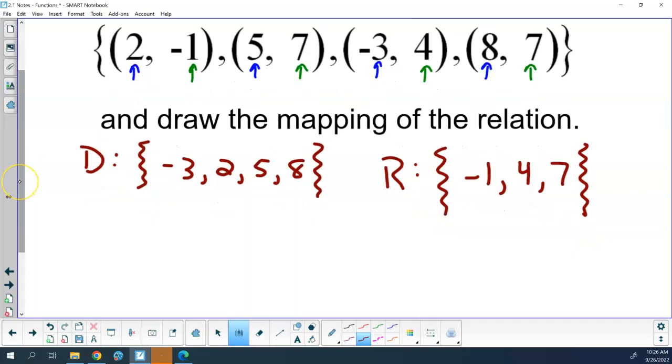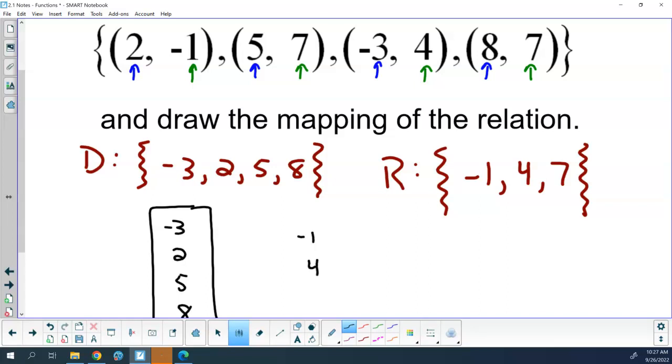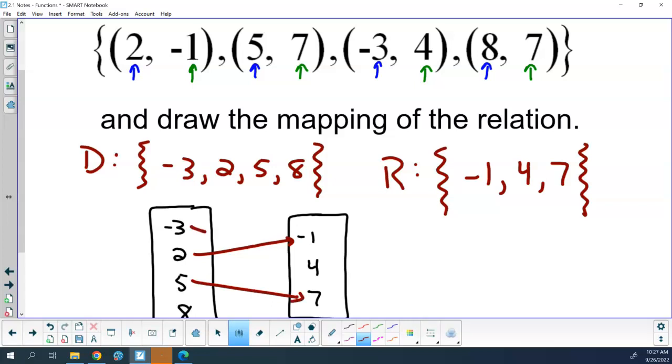Then it said draw a mapping. So I take all of my elements of my domain and I put them in a box or a circle or an oval, and then I take all of the elements of my range and I put them in a box, a circle, or an oval. And then I draw arrows between those parts. So 2 goes to -1. 5 goes with 7. -3 goes with 4. And 8 goes with 7. And that is my map.